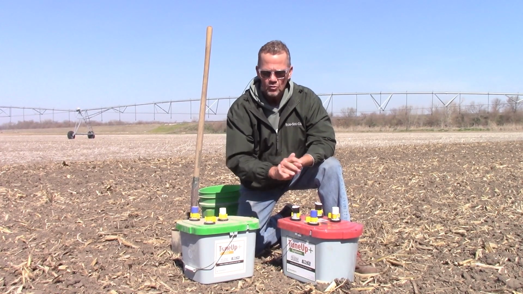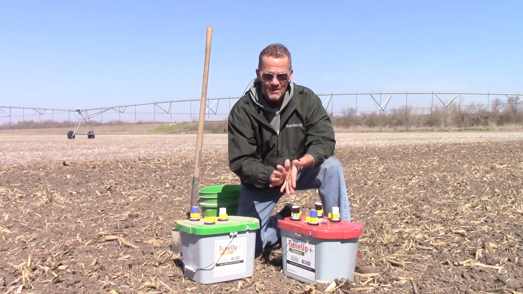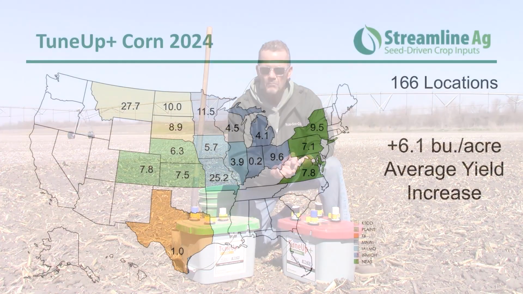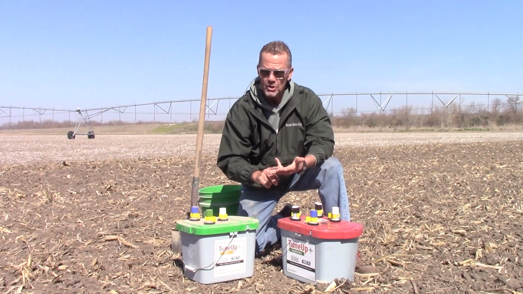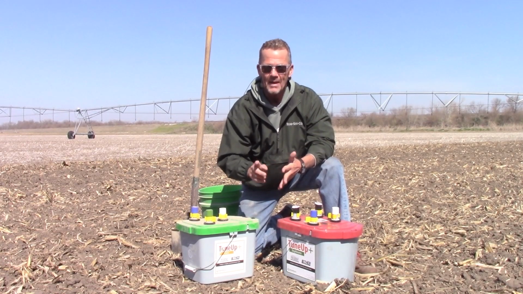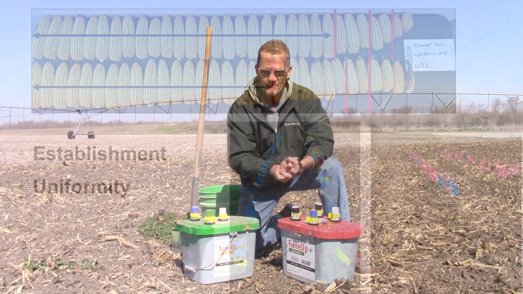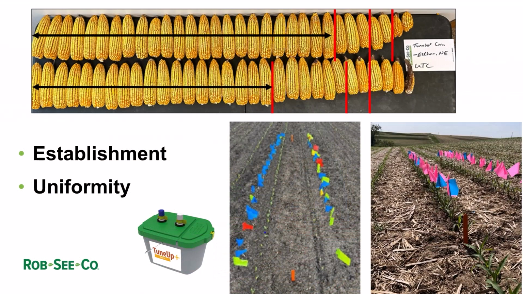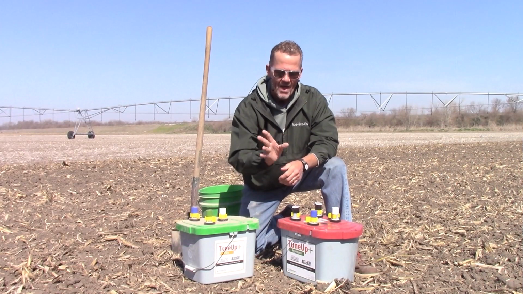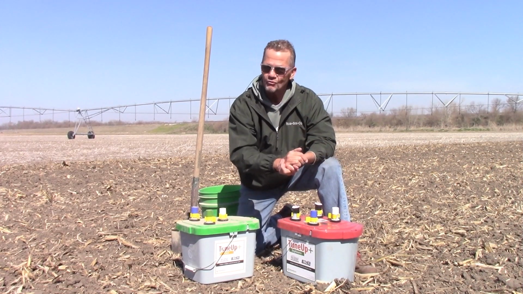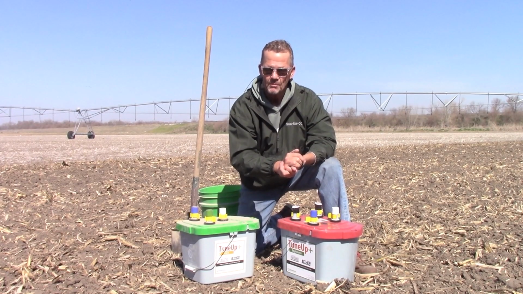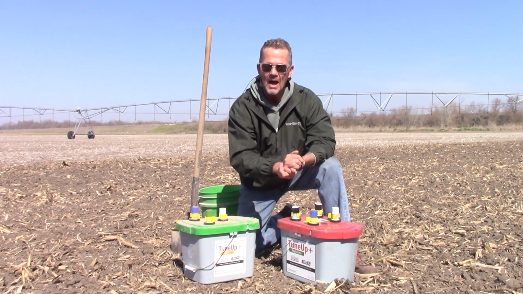When we think about that 2024 overall data set, it's about 6.1 bushel per acre across 10 different states. So there's value. There's value in the establishment. There's value in the uniformity from plant to plant to plant. Remember, that first 20 days is critical on your farm for establishment and for uniformity to lend that factor to the math problem that's yield in bushels per acre on your farm. You've been on the ground today with Rob Seco. I'm Todd Claussen.